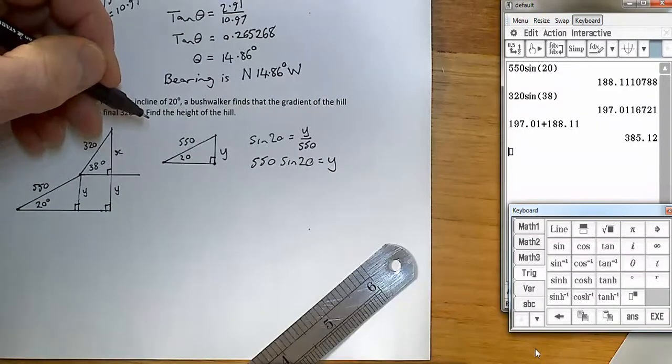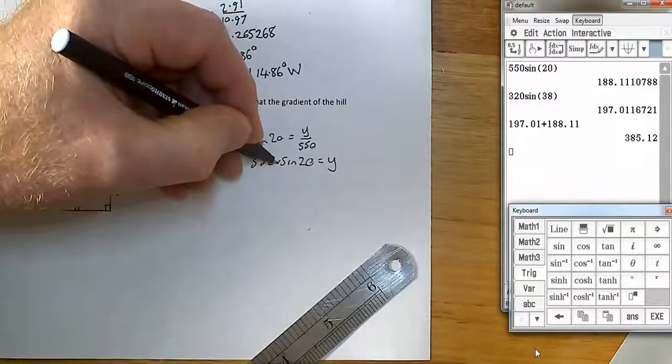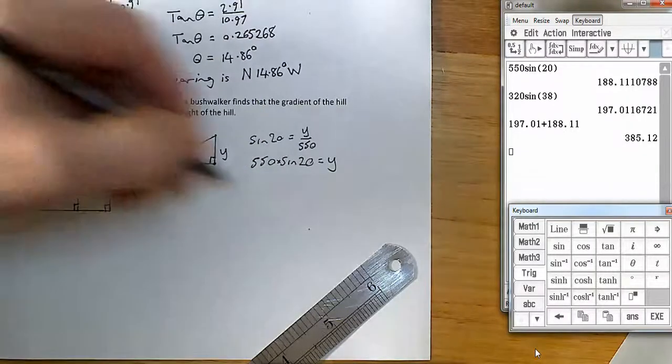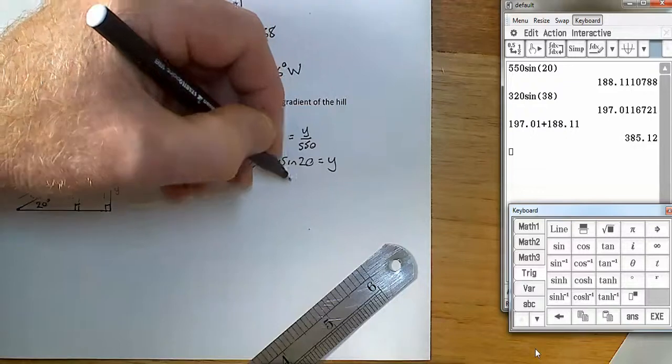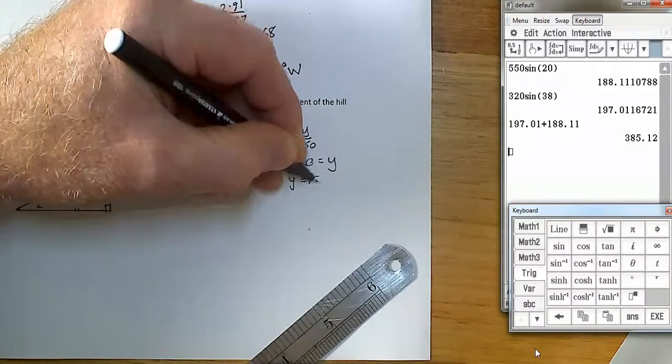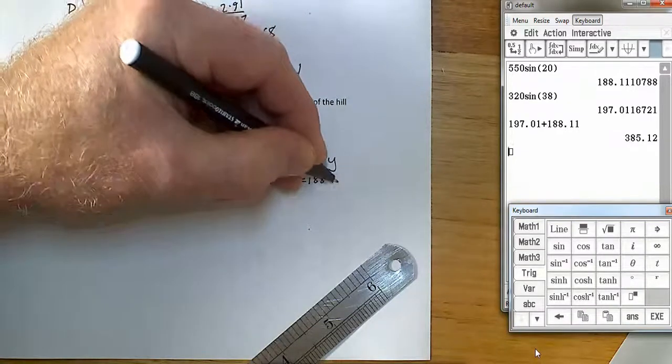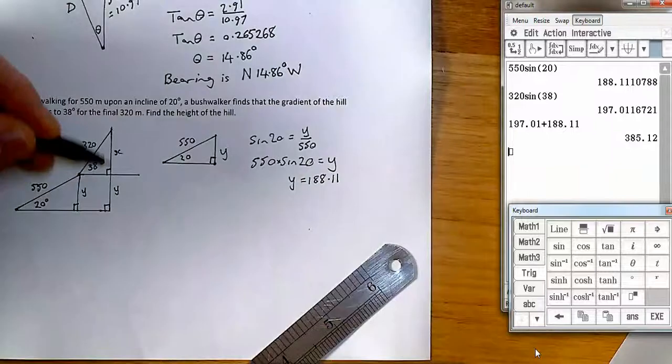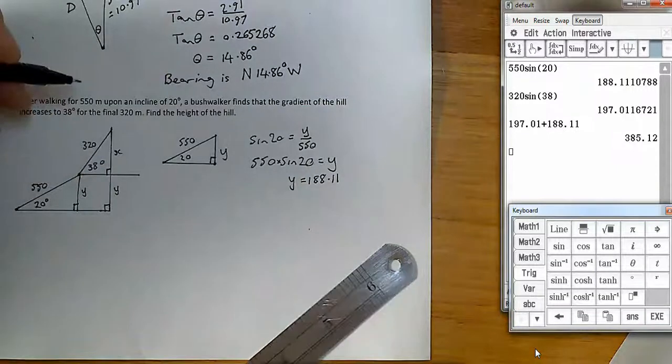I've already done this calculation. You can see it on the screen. 550 times the sine of 20 equals 188. Y equals 188.11. Now if I look at this triangle here, I can work out x.